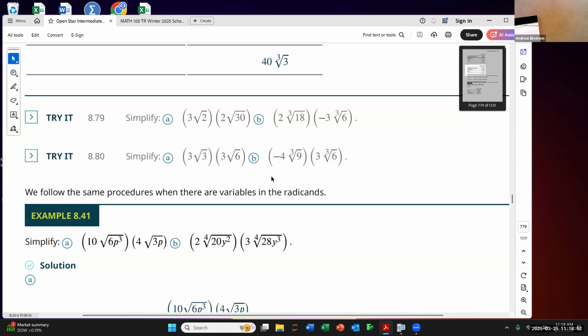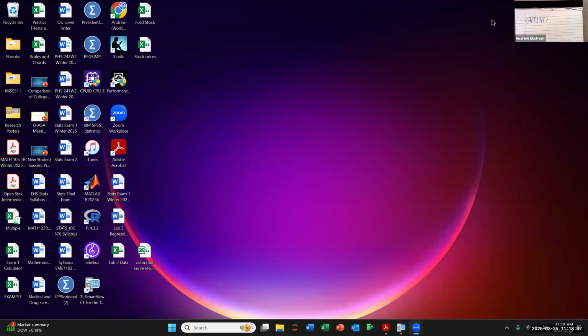So I'm just going to do 880 A and B. So I've got 3 root 3 times 3 root 6. I'm going to work on this one first just so we can see kind of what's going on here, and hopefully make the next one a little bit easier to deal with.